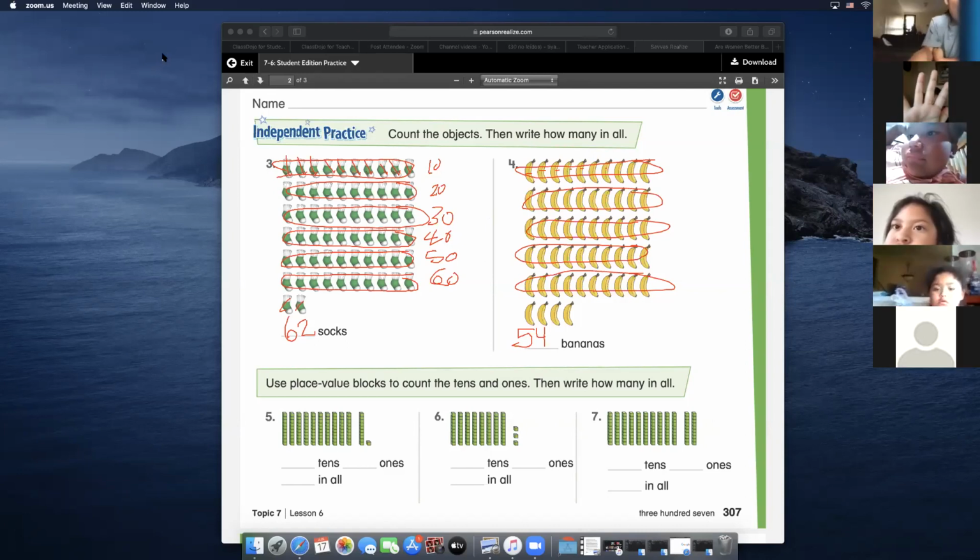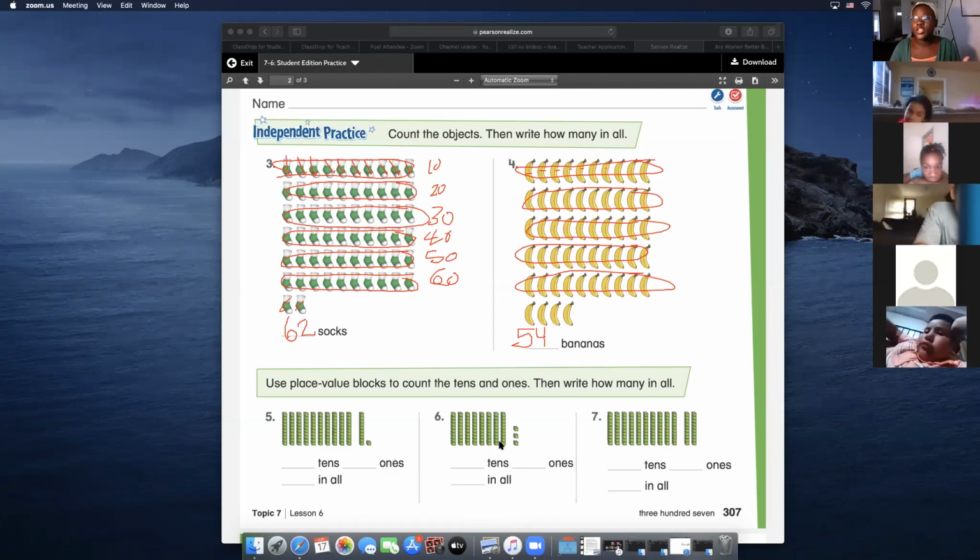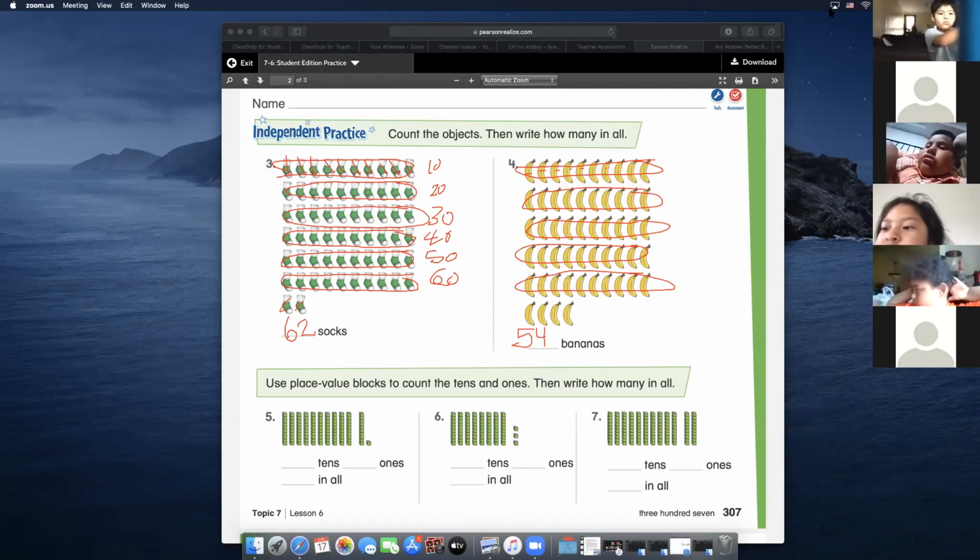James. All right, got to see if James is available. So for this one down here, they went back to 10s and 1s. And instead of showing you pictures of like socks or bananas, we're counting these actual 10 sticks and these 1 cubes, which you're going to use a lot in first grade also. All right, James, can you hear us? Yeah. All right, James, what would you like to do? Number 5, 6, or 7?